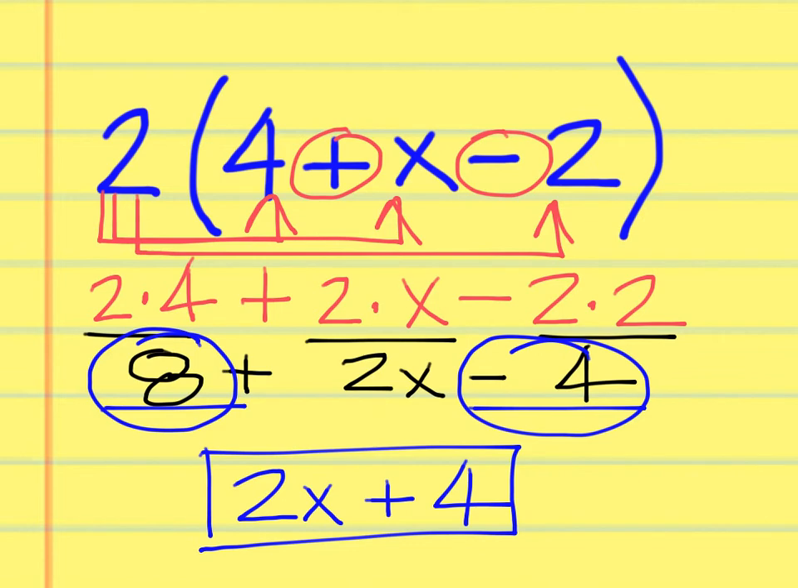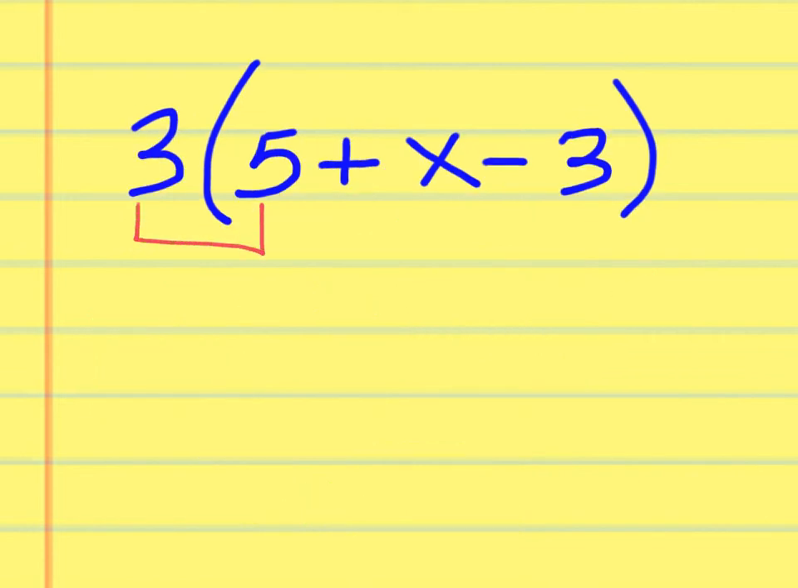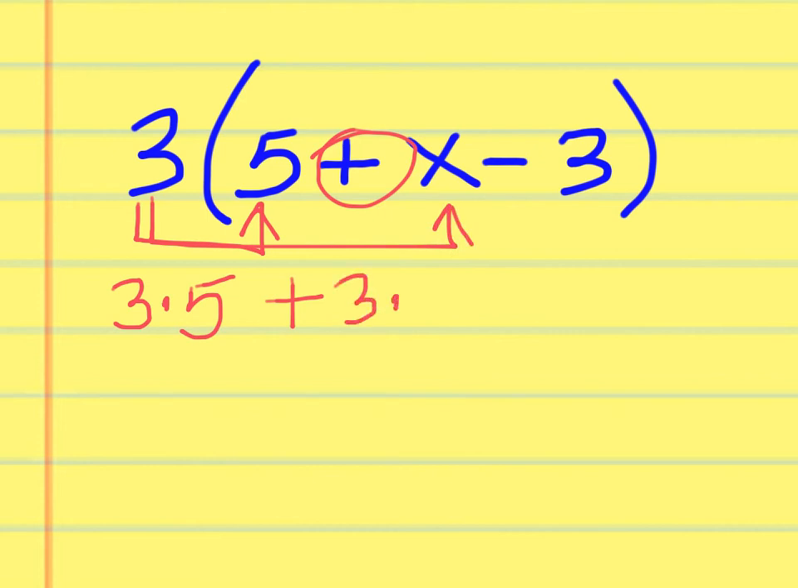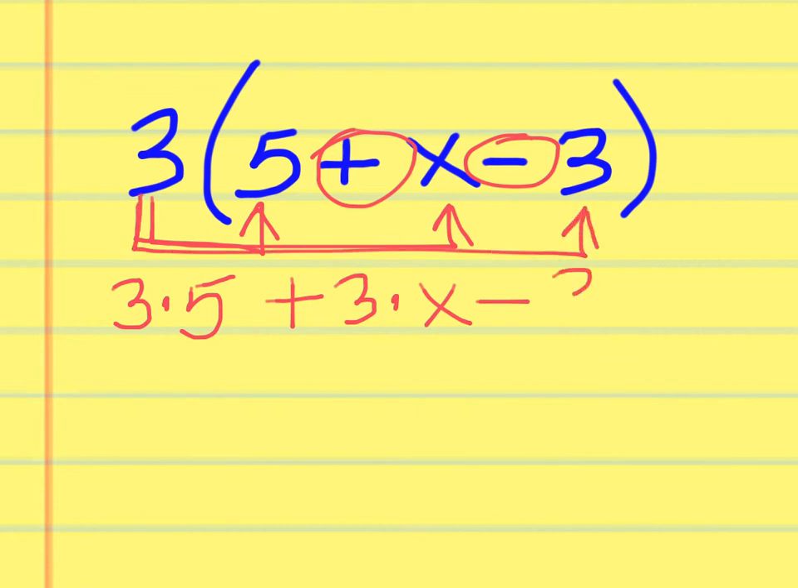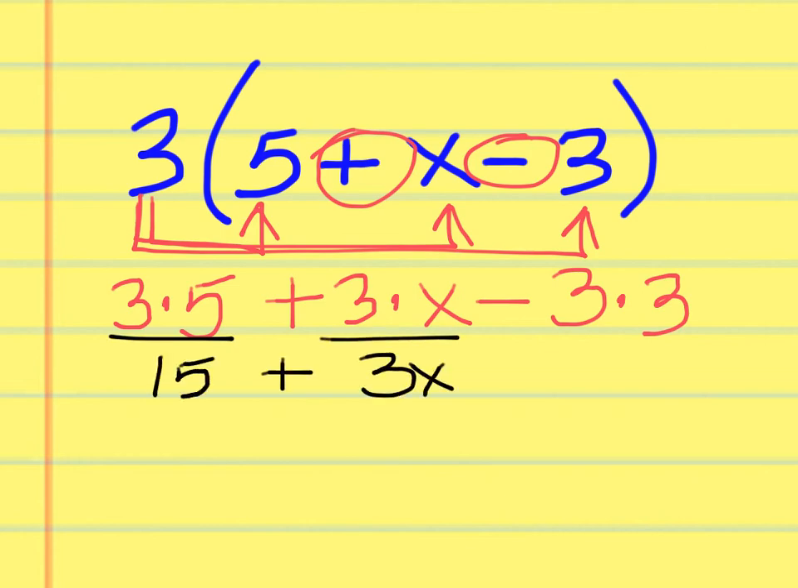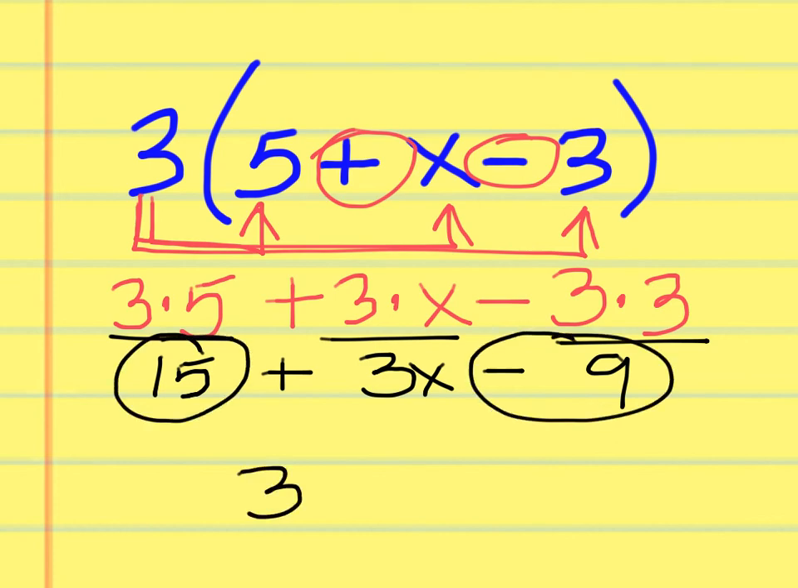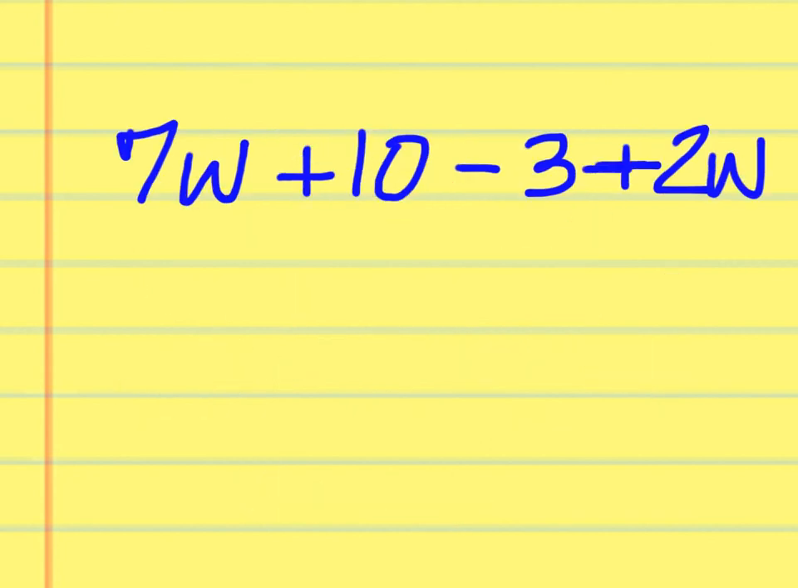2x plus 4. We need to distribute this 3 to the 5. Keep your plus sign from here. Distribute the 3 to the x. Keep the minus sign from here. And then distribute the 3 to the other 3. 3 times 5 is 15. 3 times x is 3x. And keep that minus sign. 3 times 3 is 9. You can simplify 15 minus 9 to get 6. 3x plus 6.